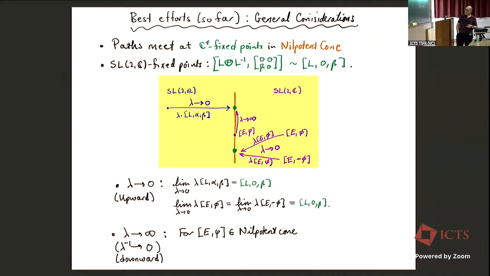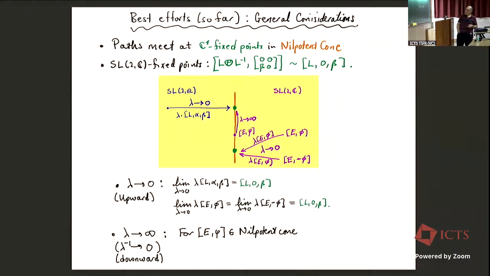On the other side, meaning the other kind of object that we want to look at, corresponding to the SL2C Higgs bundles, we can again take the upward flow, and this will flow these SL2C Higgs bundles to a fixed point in the nilpotent cone. The difference between the two that occur in a pair corresponding to an SL2C goes away when you take the limit as lambda goes to 0. So both of these flow to the same SL2C fixed point.